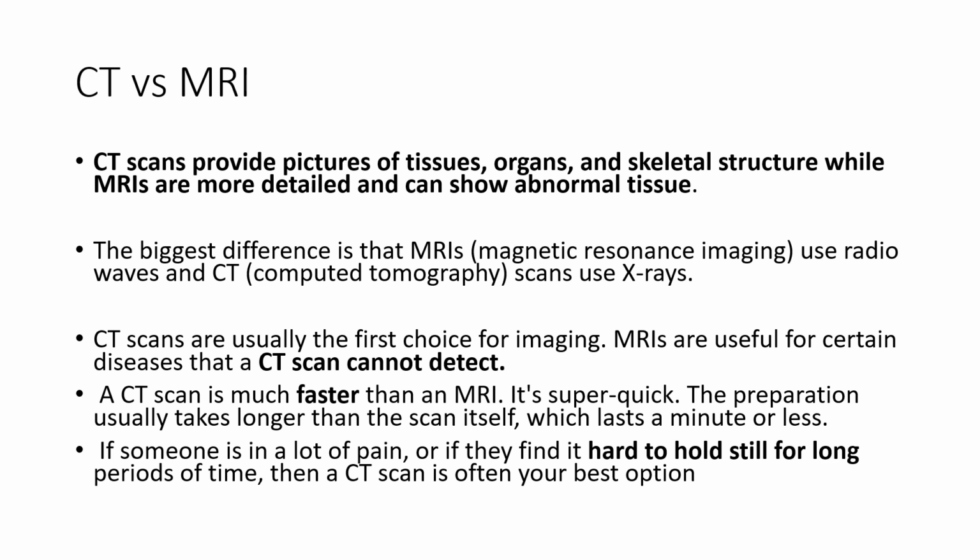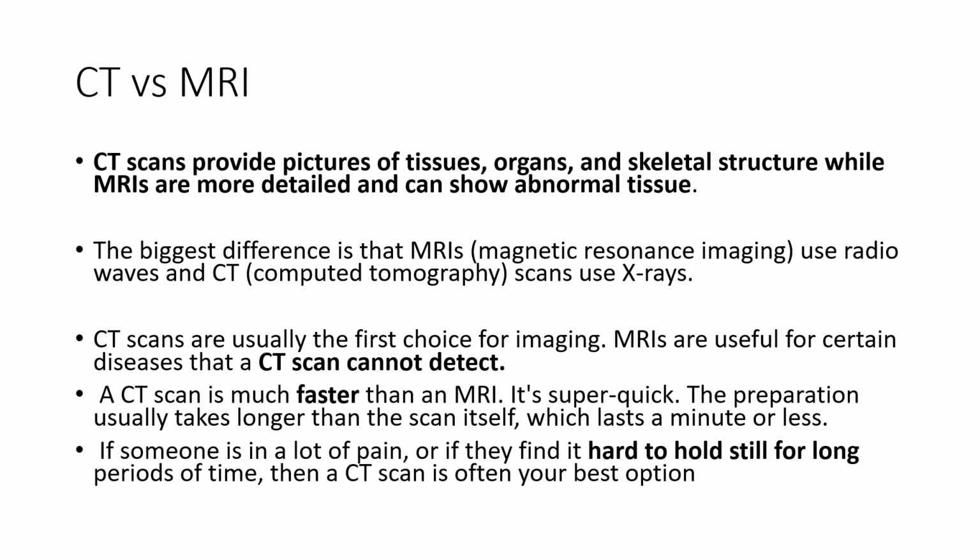We also need to understand the difference between MRI and CT. One basic difference we already know is that CT makes use of X-rays, whereas MRI makes use of a magnetic field and radio waves. Another thing is CT scans provide pictures of tissues, organs, and skeletal structure. It gives a gross understanding of the structure of the brain, whereas MRI gives more detailed and high resolution images of the brain.